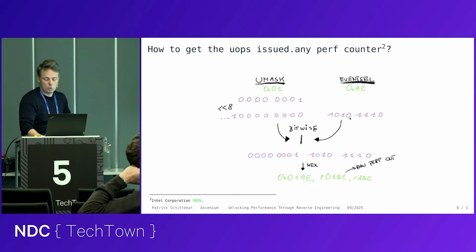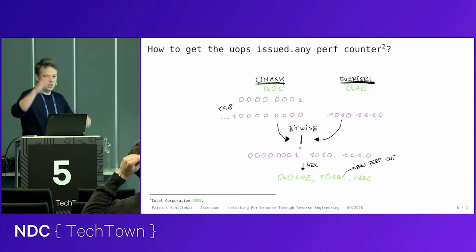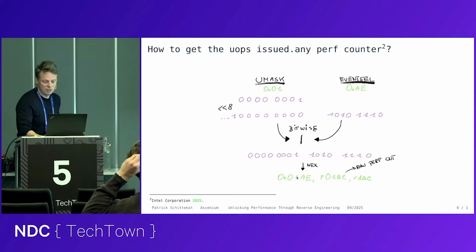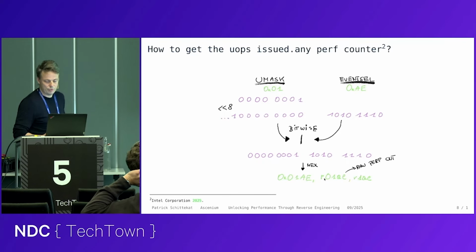Then we put this from hex to binary, and then we do a bitwise OR, which is basically collapsing them together. We get this number, and then we can use r for raw counter on perf, r01AE, or r1AE, because it doesn't look at the leading zero. Okay, and then we get our micro ops.